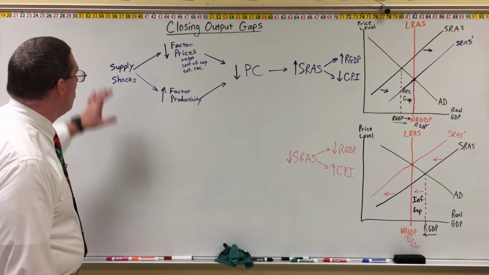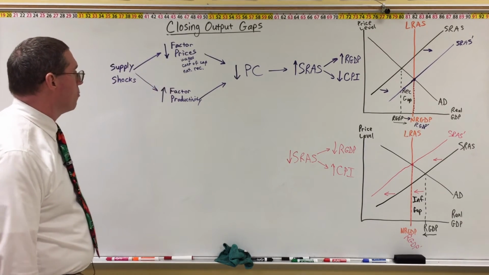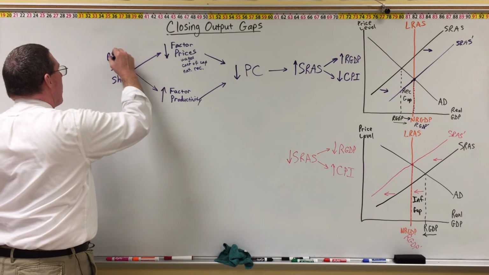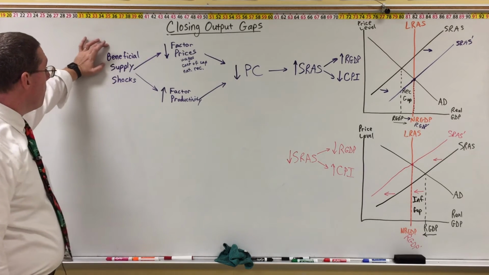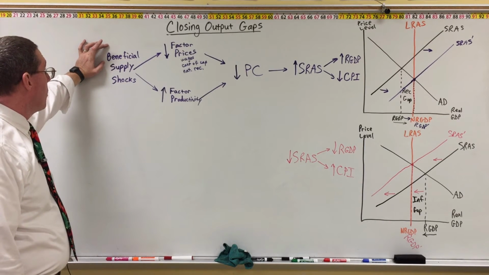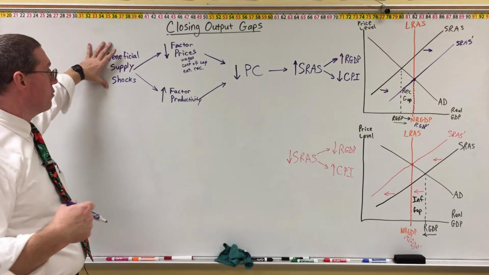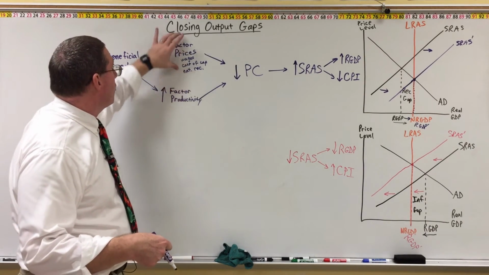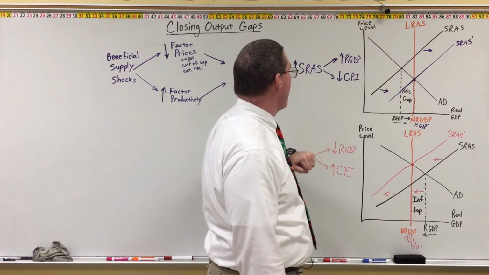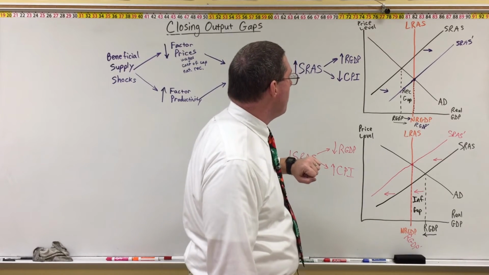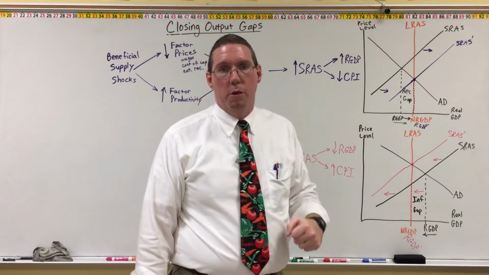Now, which kind of supply shock leads to lower factor prices and higher factor productivity? Well, we said that was a beneficial supply shock. So if we have a beneficial supply shock, that's a benefit. That's something that happens in the economy that causes our factors of production to become more productive and to cost less, leading to a decrease in production costs, an increase in short-run aggregate supply, an increase in real GDP, closing the recessionary gap and bringing us back into long-run equilibrium.